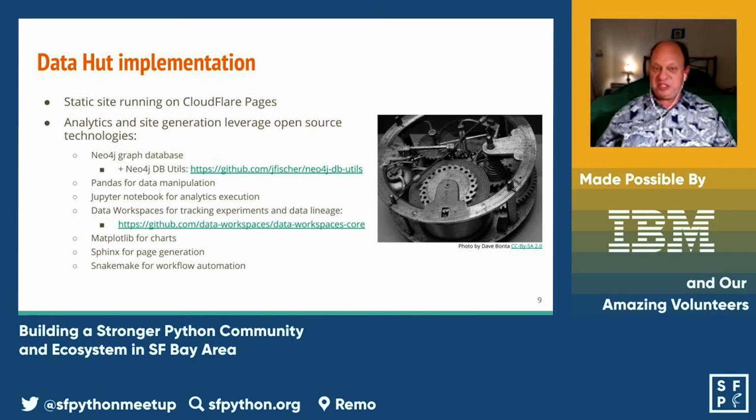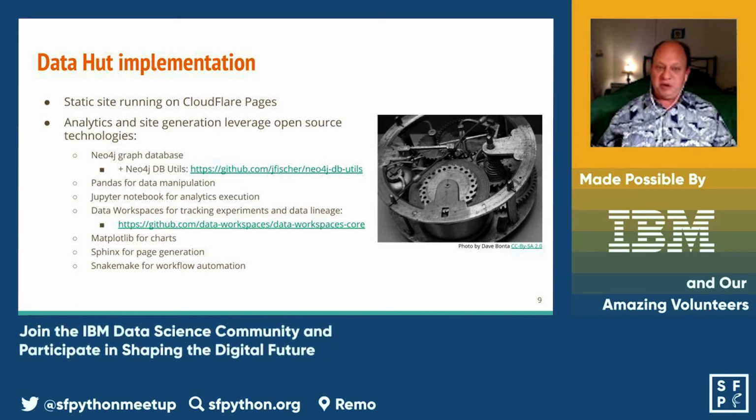Sphinx is for page generation, which might be kind of surprising. You might think of it as more of a tool for documentation, but it's actually really great for static websites. And if you're interested in that, there was a talk at PyCon by Paul Everett about using Sphinx for static websites. It took us a little bit to come to that, but we're really happy with it. And I'm using SnakeMake for workflow automation.